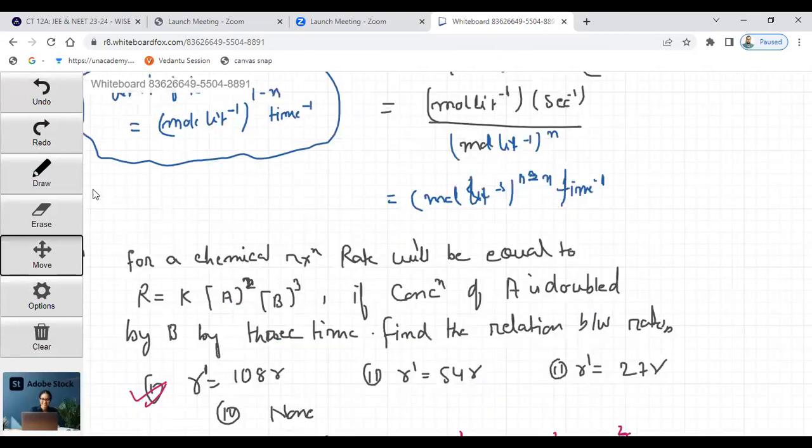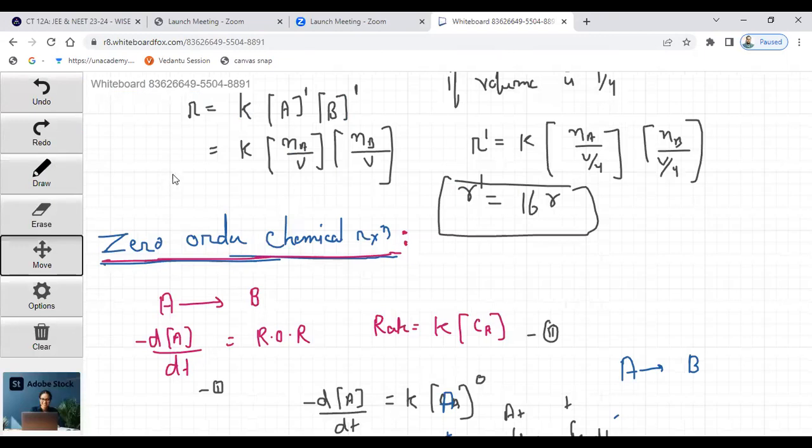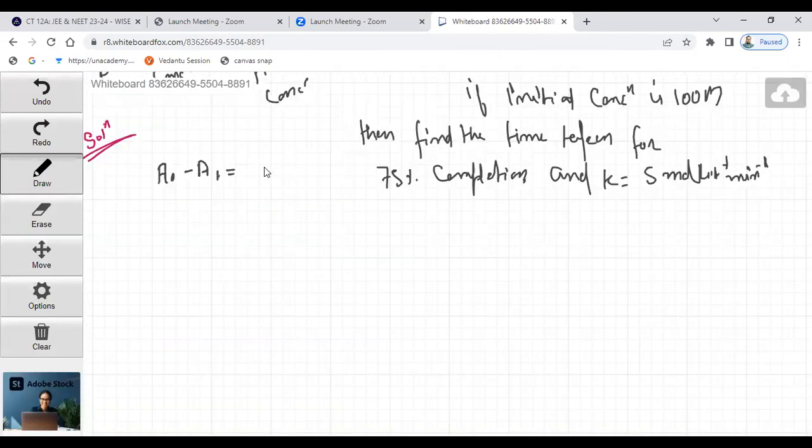Then if I am writing, A naught minus AT is equal to K into T. What is the A naught value? A naught value is equal to 100. What is the AT value? The AT value is given as 75% completion, which means only 25% will be remaining. So suppose the initial value A naught is equal to 100. What is the AT value? AT value will be equal to 25. What is the K value? K value is 5. You have to calculate the time value.